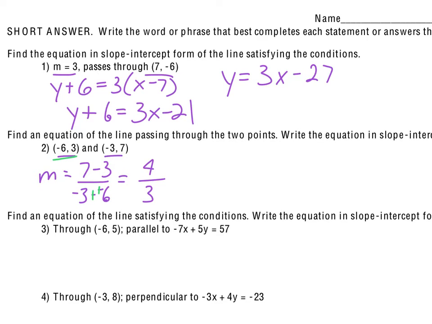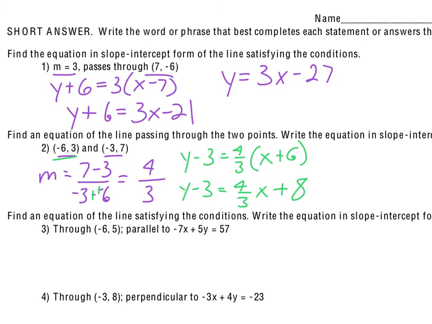I think I'm going to go with the point (-6, 3) when I write my point slope form. So that would be y minus 3 equals 4/3 (x plus 6). So we need to, again, start by distributing the 4/3. y minus 3 equals 4/3 x plus, that would be 24/3, which would turn out to be 8.